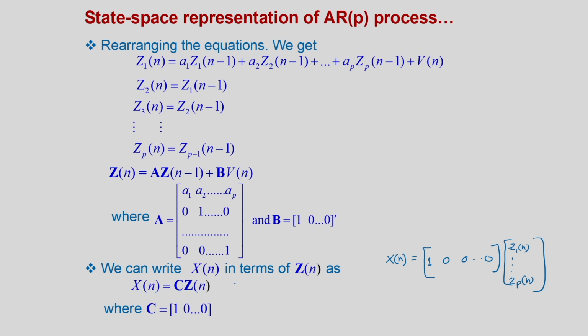Zn. This model is known as the state variable model, and this equation Zn is equal to A into Z of n minus 1 plus B into Vn, this is known as the state equation, and xn is equal to C times Zn, that is known as the observation equation.